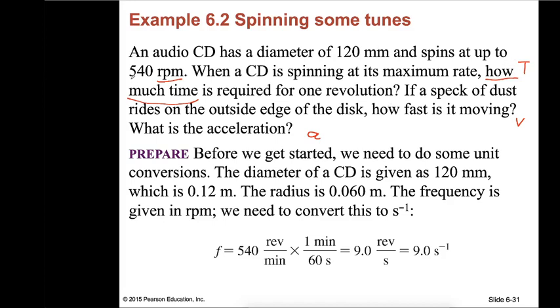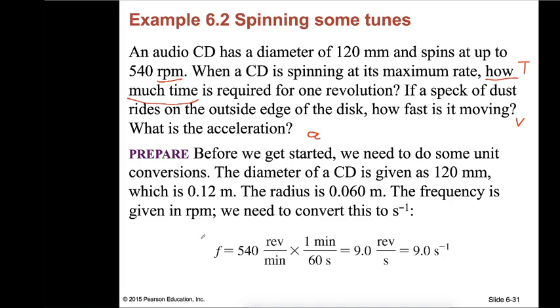We know it spins 540 RPM, so 540 revolutions per minute. Then that means in 1 minute there are 540 circles, and we want to calculate t. So how much time is required for one revolution? We know for 540 revolutions it needs 1 minute or 60 seconds.